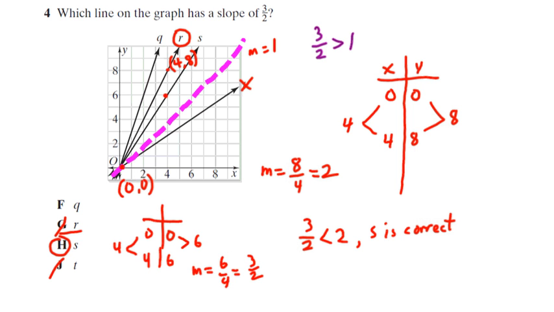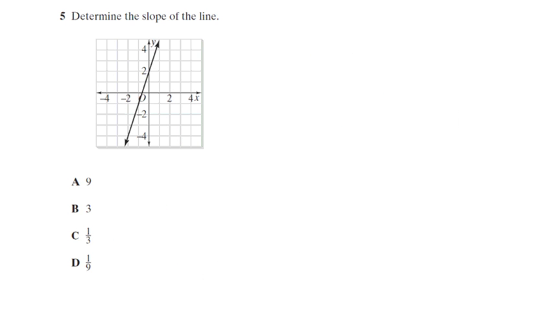Okay, the last one, determine the slope of the line. Pause the video and see if you get it right. Okay, first point, 0, 2. A lot of times these y-intercepts are going to be easier to find out. And then we look for another point, and it's hard to see them a little bit. We have this, looks like -2, -4. So I put here -2, -4.